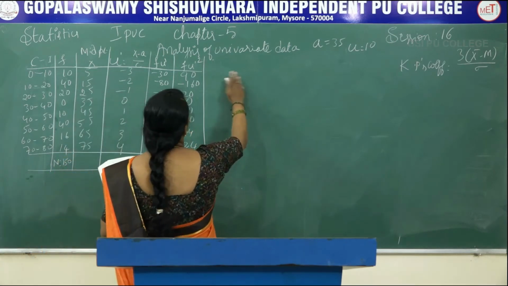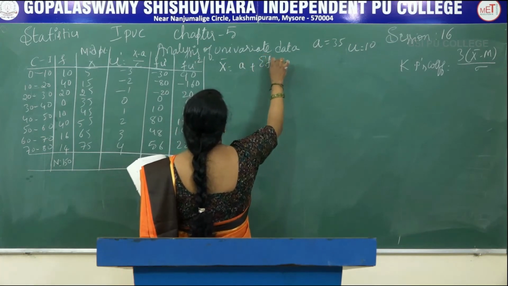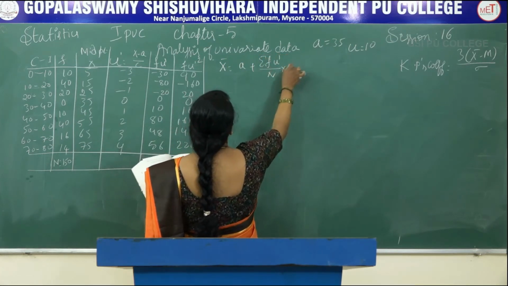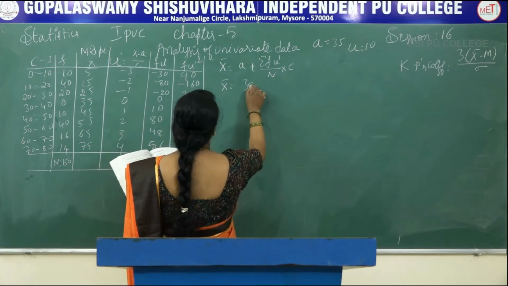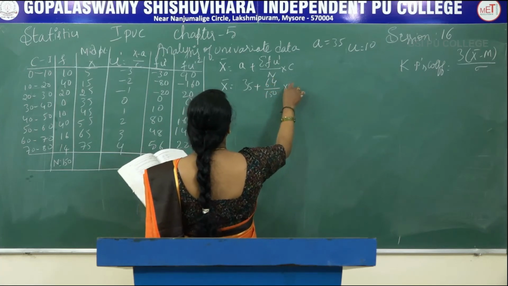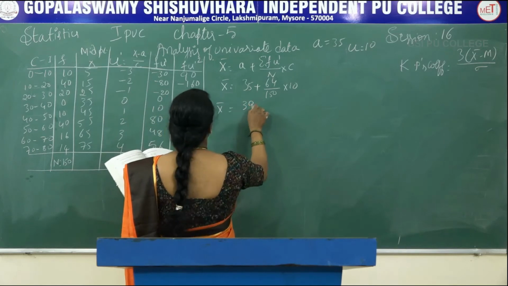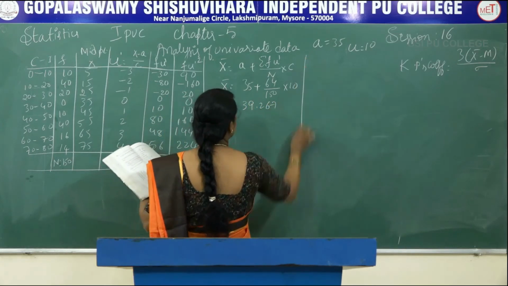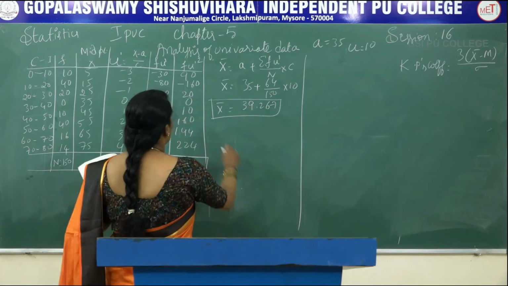Next step, find the mean value, that is a plus (summation fu dash divided by n) into c. So x bar is equal to 35 plus 64 by 150 into 10. So x bar is equal to 39.267. x bar is 39.267.